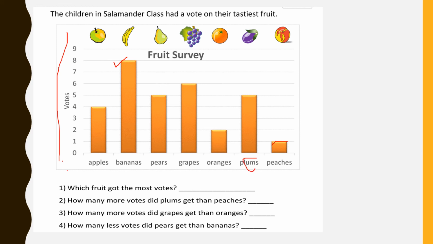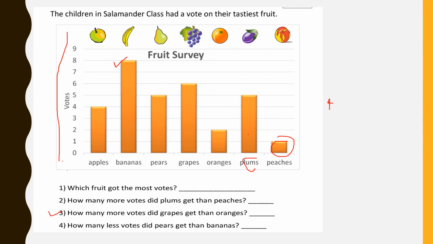Peaches got only 1 vote. Now plum got 1, 2, 3, 4, 5. That means 5 minus 1 is 4, right? So plum has 4 more votes than peaches. Similarly, the third one you have to solve.